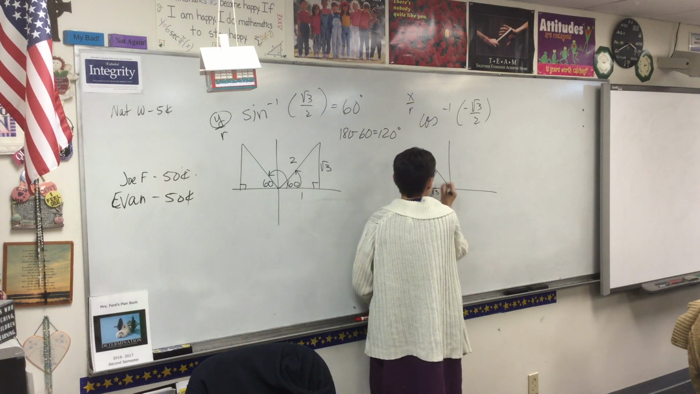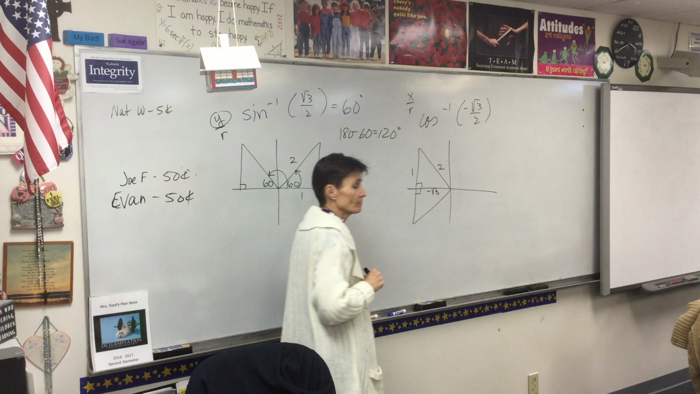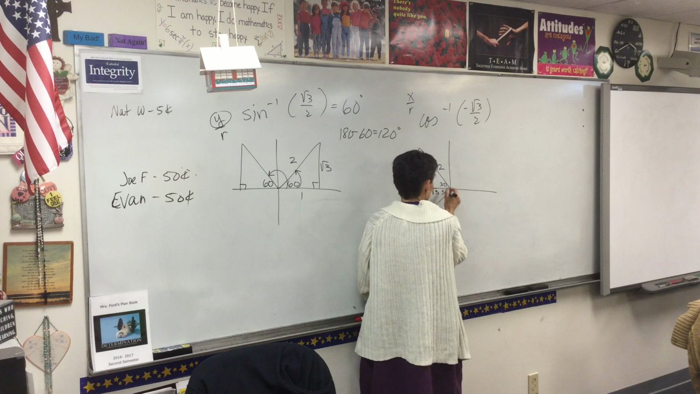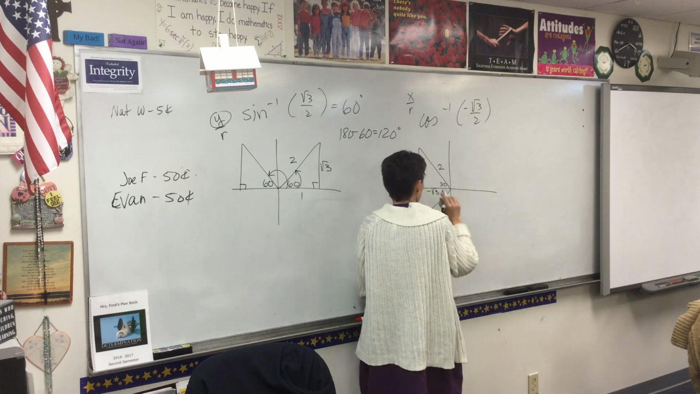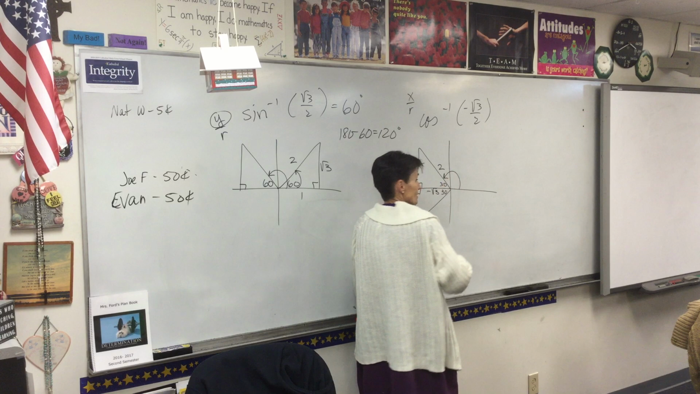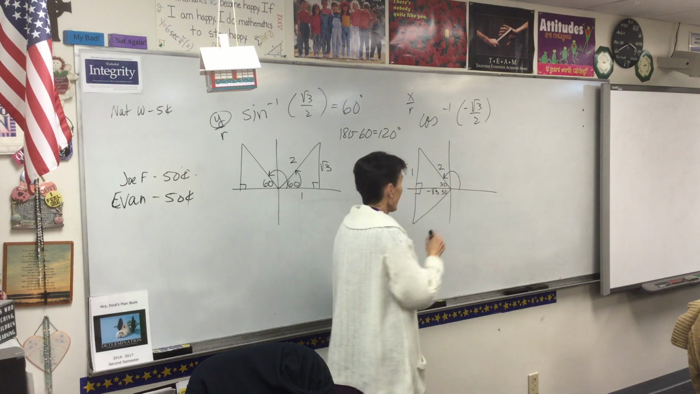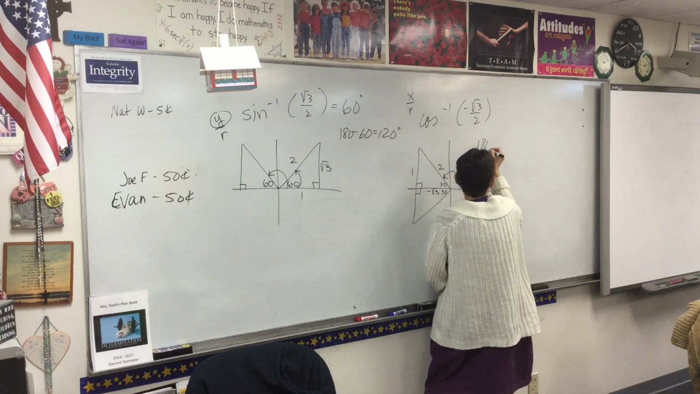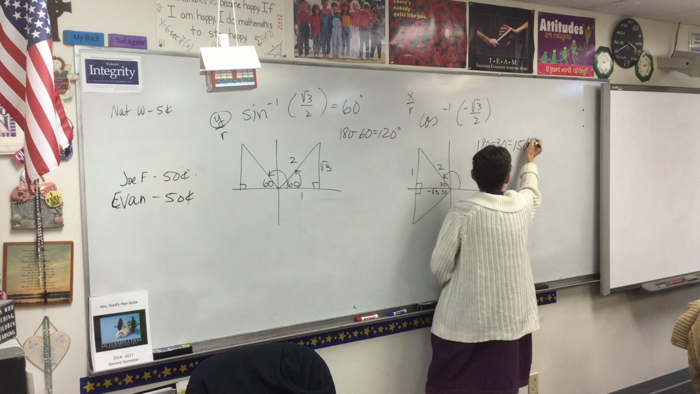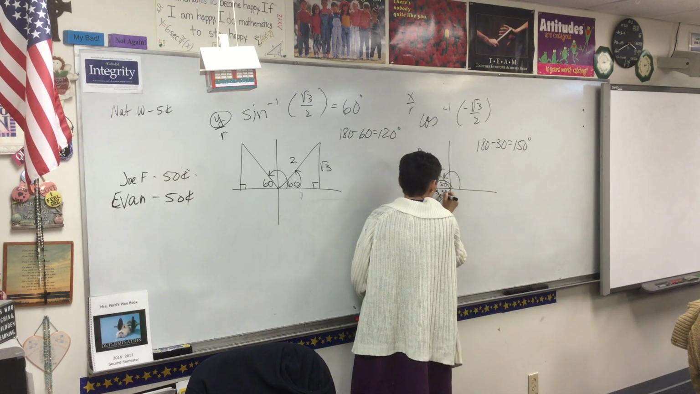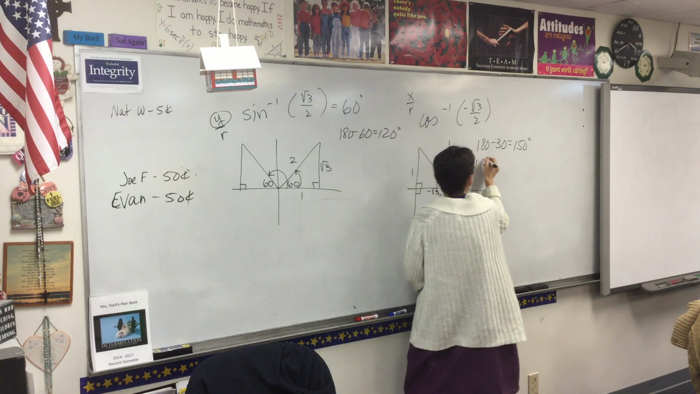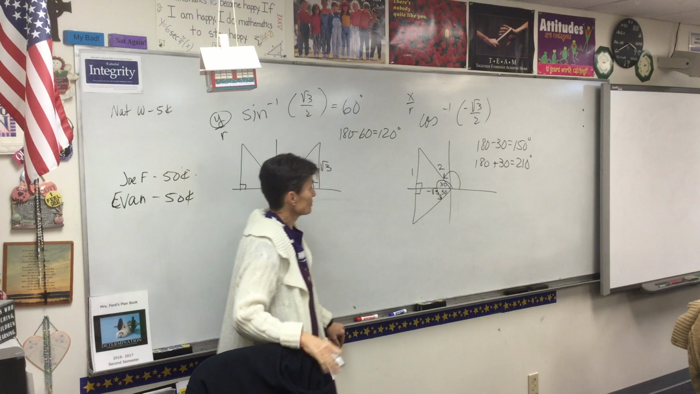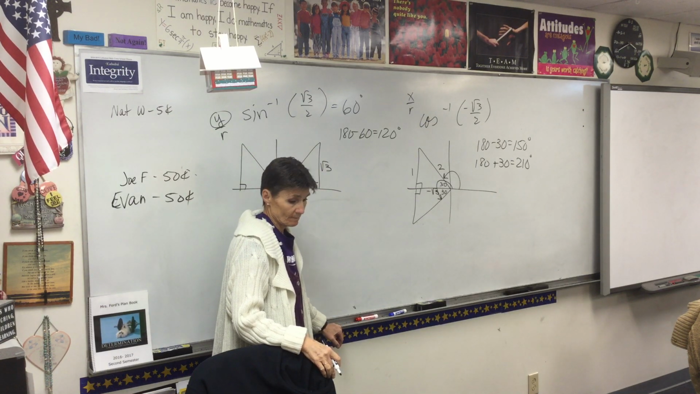Now, cosine, so negative root 3 over 2. This would be 1. How big's my angle? 30. They're both 30. 30 is not an answer, though. This is an answer. How will we find that answer? 180 minus 30, which is 150. And then the other one will be 180 plus 30, which is 210. So your answers are 150 and 210.